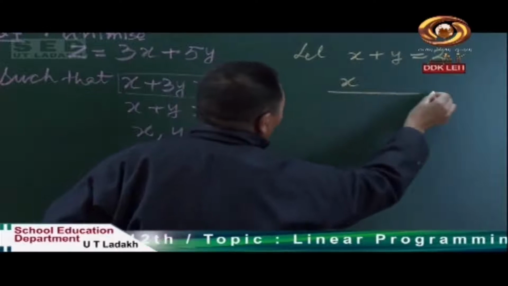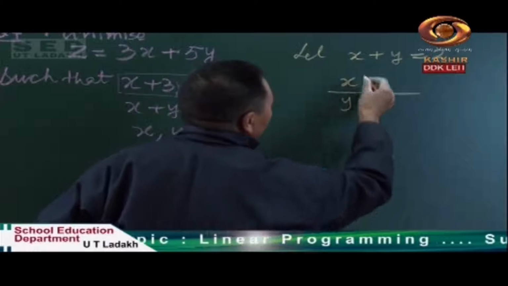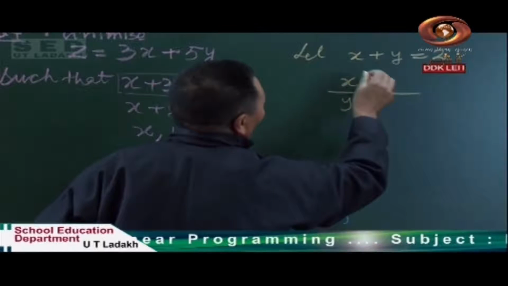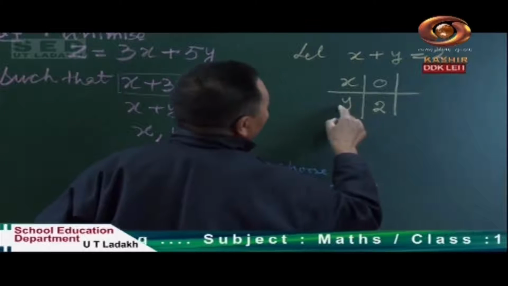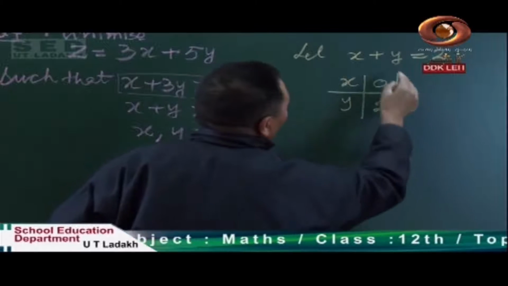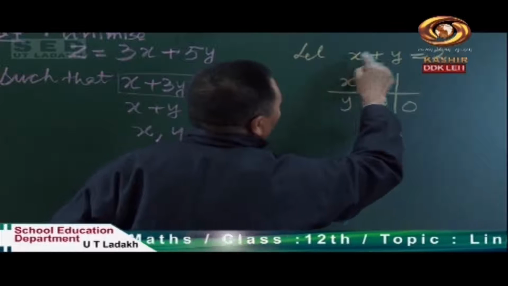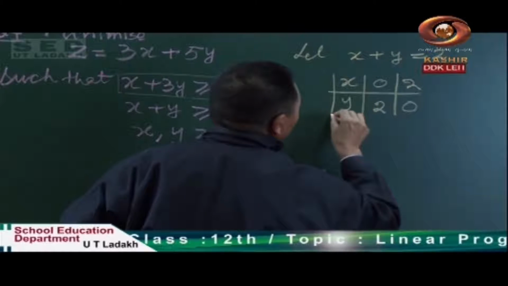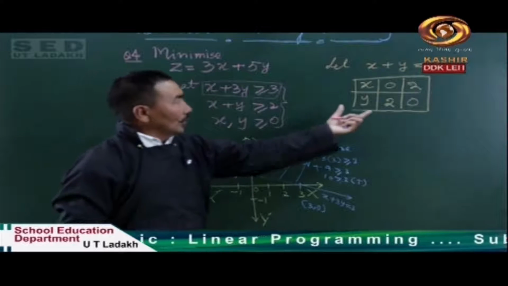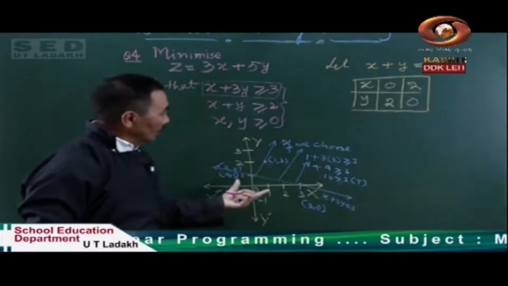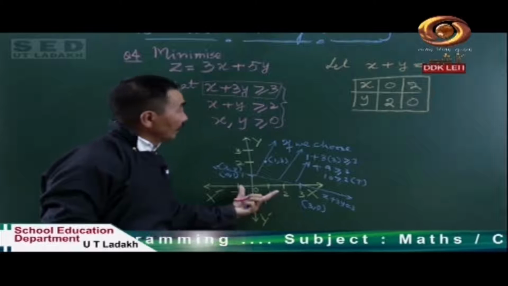Here I have to make the table of x, y. When x equal to 0, what will be the value of y? It will be 2. When y equal to 0, the value of x will be equal to 2. So this is our table. We have to locate these points on the Cartesian coordinates.